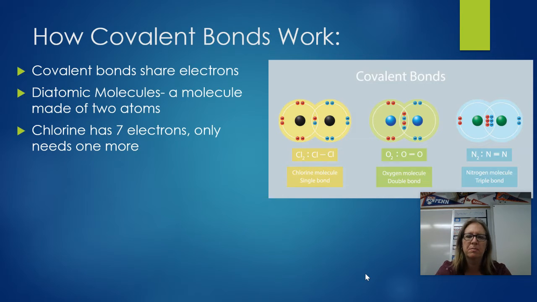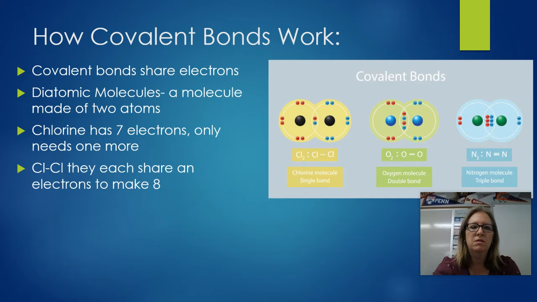So let's look at a couple of examples here. Chlorine has 7 electrons, okay? We know there's 7 valence electrons. It only needs one more. And so instead of always ionically bonding with something with one atom and actually taking it from it, sometimes it'll just share with something that also needs one electron, okay? So two atoms of chlorine can actually bond together, and they're each sharing that extra electron.